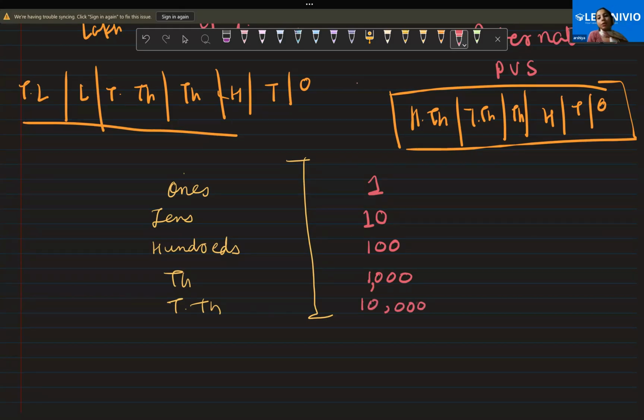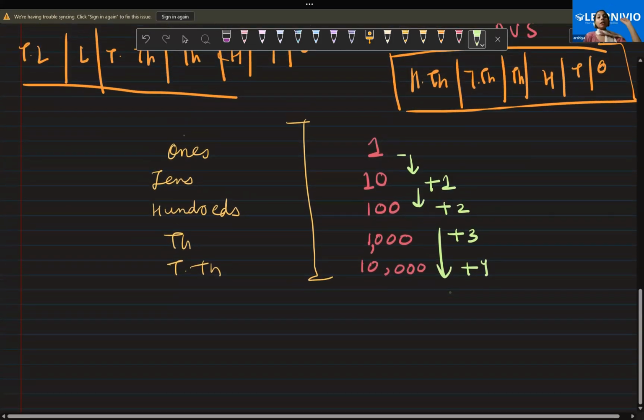So till here it's clear to you. If you notice the pattern, we're increasing zeros one by one. In the ones place, we didn't have any zeros, but in tens we have one zero, in hundreds two zeros, then similarly three zeros and four zeros. Till here it makes sense. Now let's introduce the new systems.